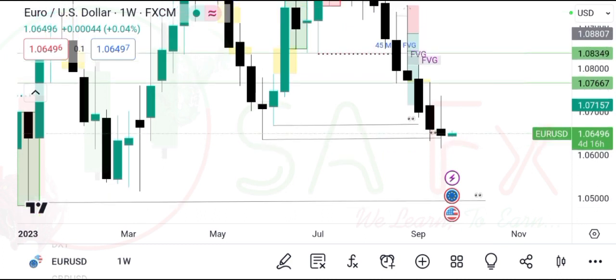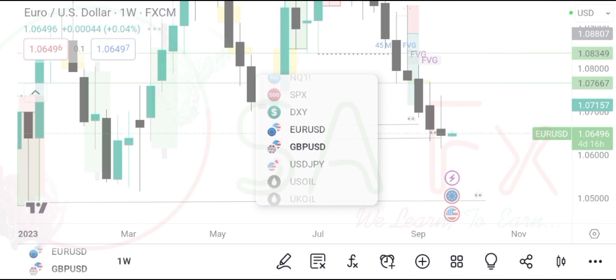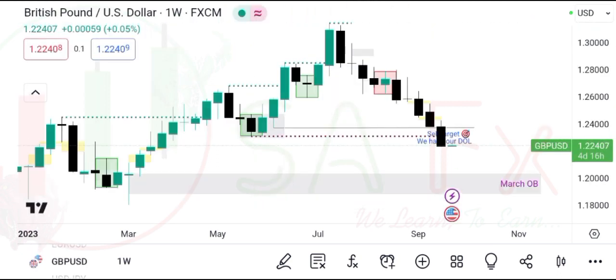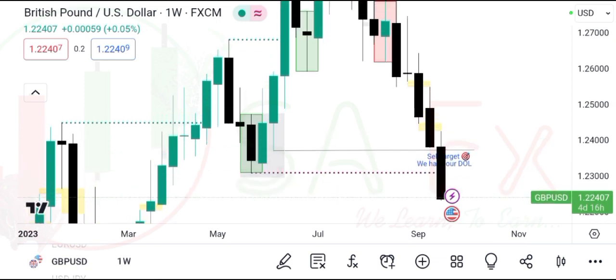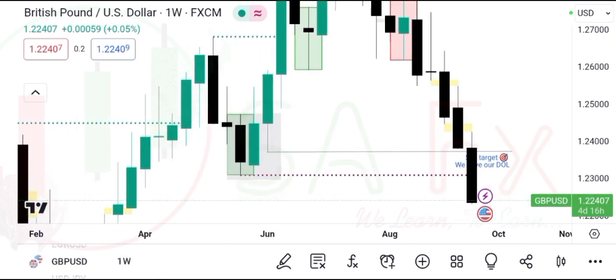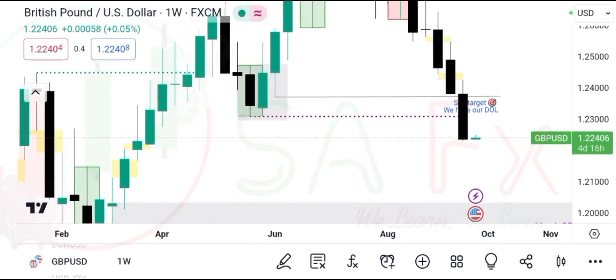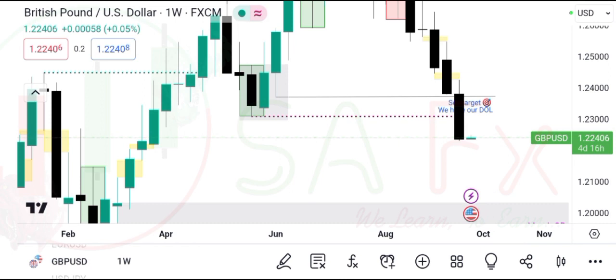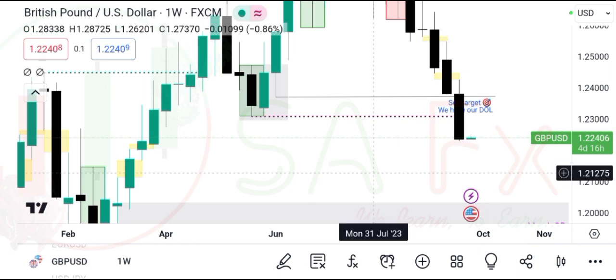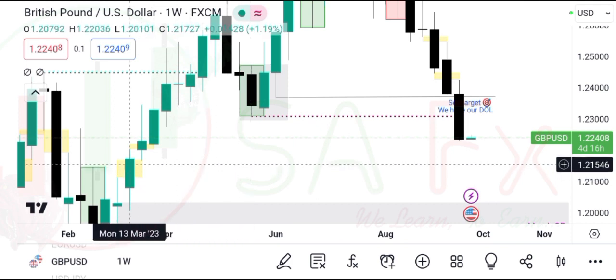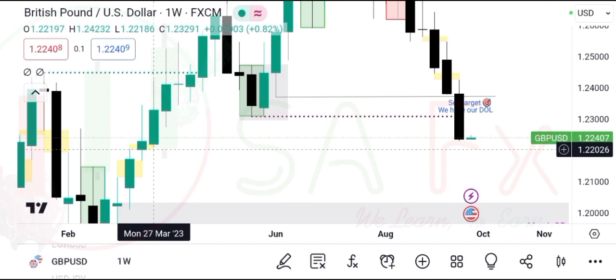So now the same thing goes for GBP. You see, if you look at the chart last week, you would see sell targets. That is the drawn liquidity there. We have another drawn liquidity here. So what we are looking at is this coming. See the fair value gap here. There's another fair value gap here.